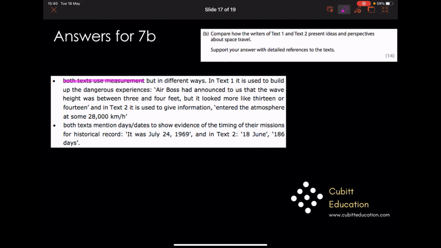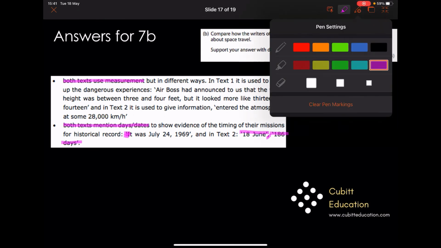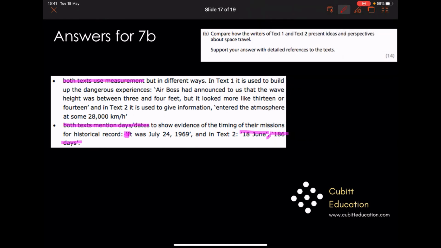And then the last one: both texts mention days or dates to show evidence of timing of their missions. "For historical record, it was July 24th, 1969," evidence for the first one. And then in text 2, "18th of June, 186 days." So here they've used 2 quotes, quote, comma, quote. Okay, just be careful to mention that this is from text 1.